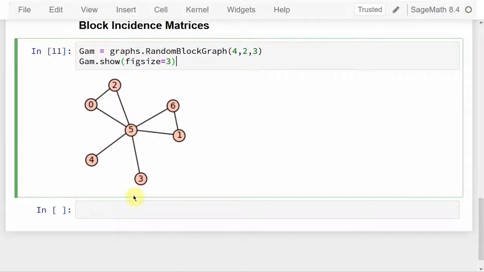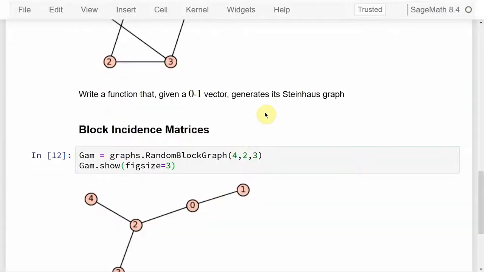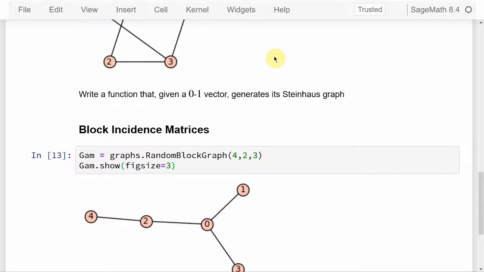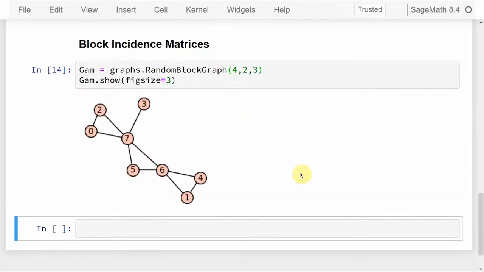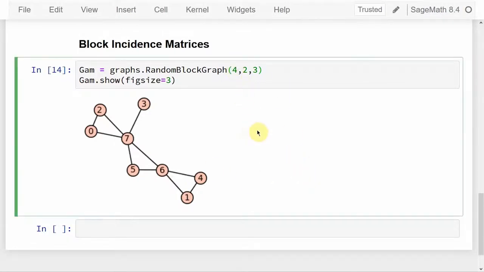4,5 is 1 block, 3,5 is 1 block, 1,5,6 is 1 block, and 0,2,5 is 1 block. This is a tree. In a tree, every edge forms a block basically. Okay, this is a better example. Here again there are 4 blocks. That's because I've asked it to give me 4 blocks. 3 7 is one block, 0 2 7 is one block, 7 5 6 is one block, and 1 4 6 is one block. So I hope intuitively at least you understand blocks.